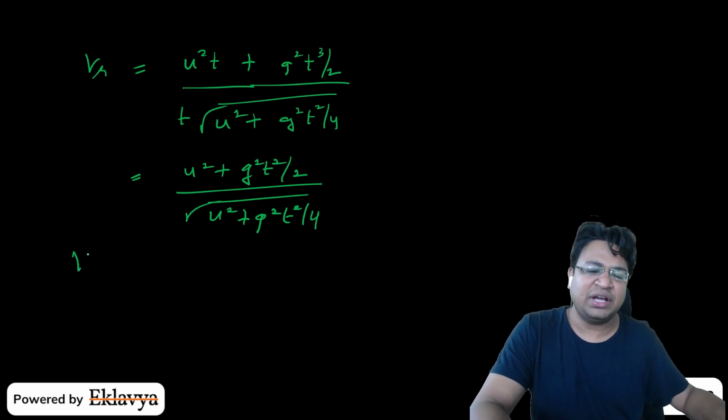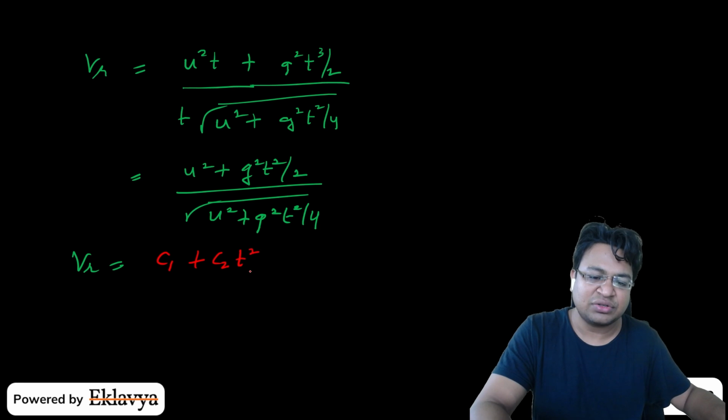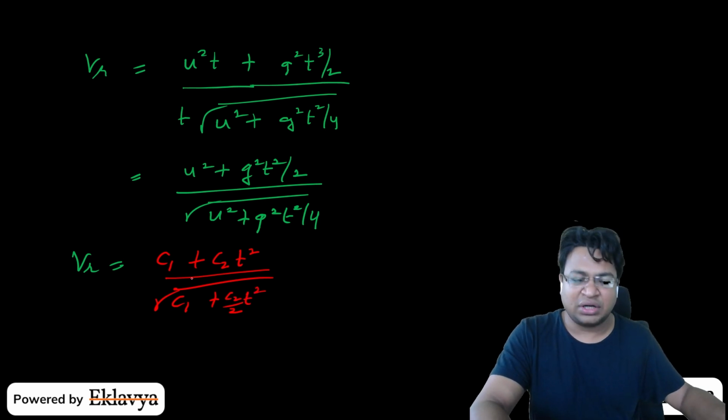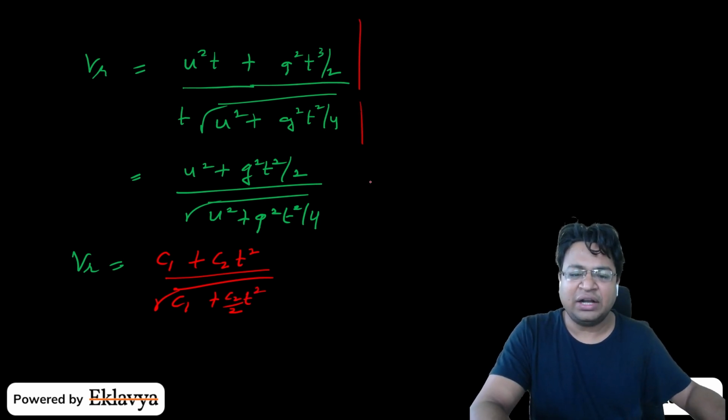So let me write VR in a simpler form. What I see here is some constant, here the constant is U square, plus some constant into T square, divided by root of C1 again, and then C2 by 2 T square. So we have to find out how this changes with time. So for that, let's check out the first derivative, dVR by dt.